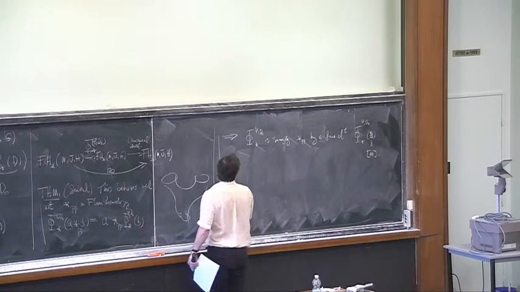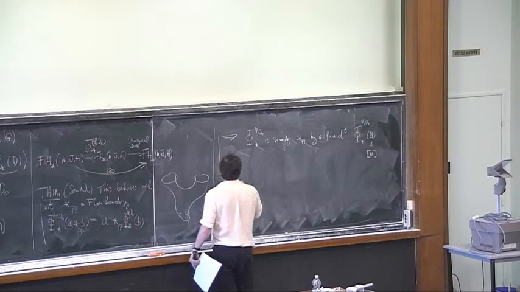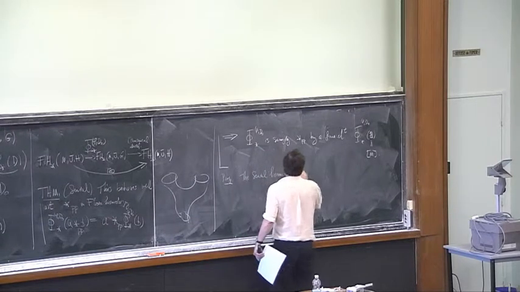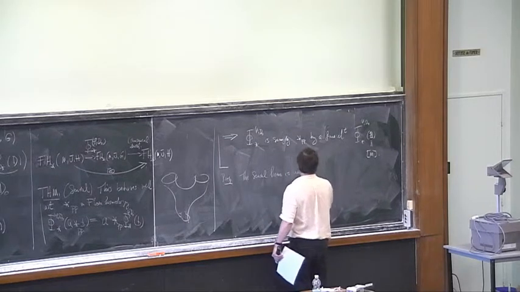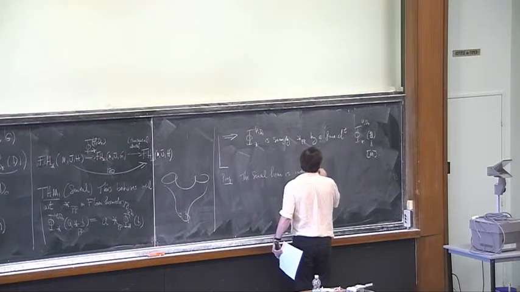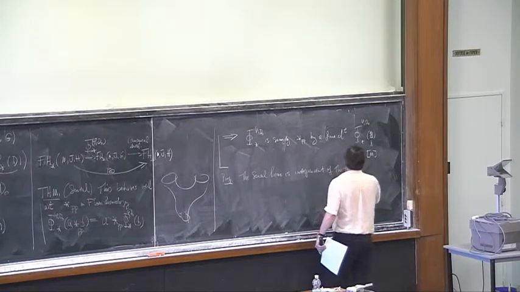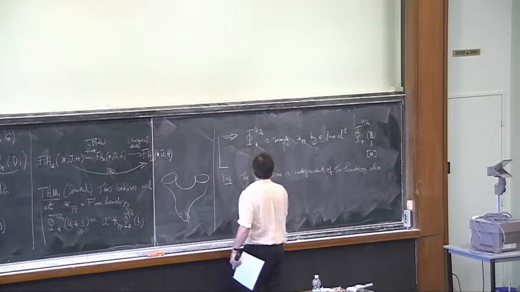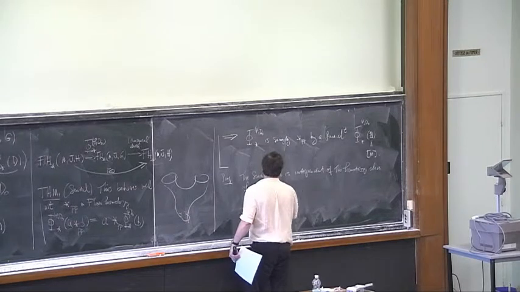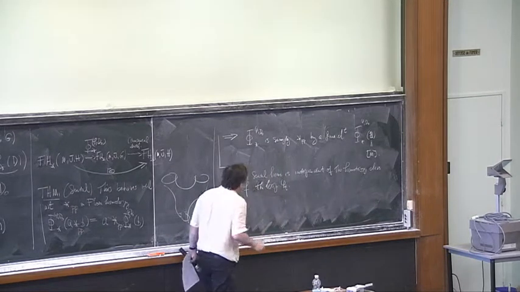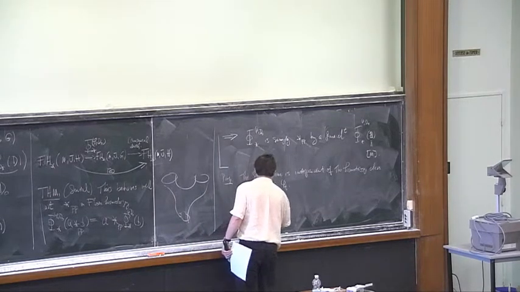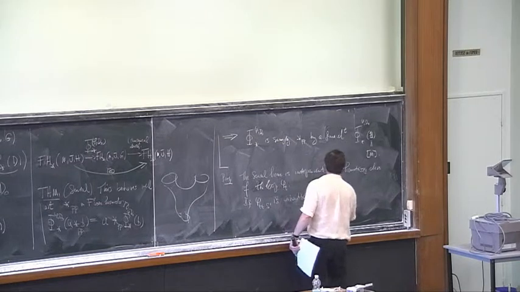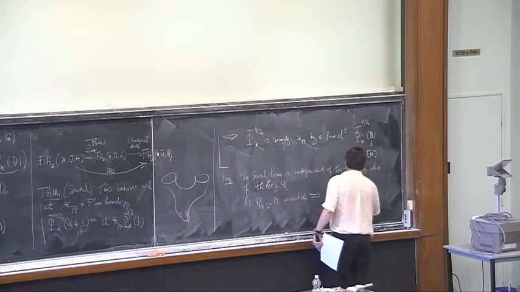Okay, so this is the theorem by Seidel, and then another theorem, I would say a proposition. The Seidel homomorphism is independent of the homotopy class of the loop. In particular, of course, if phi t is contractible, then the Seidel morphism is the identity. But there are many examples where it's not the case.